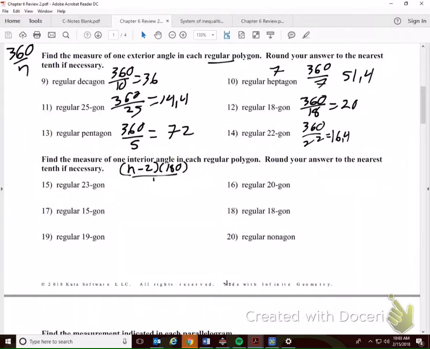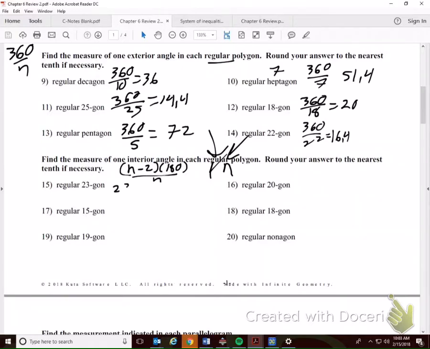n minus 2 times 180 over n. So that's going to give us the total angles in the polygon, and then we divide it by the number of angles. And since it's a regular polygon, again, see, regular right there, then we know that that is going to give us each individual angle.